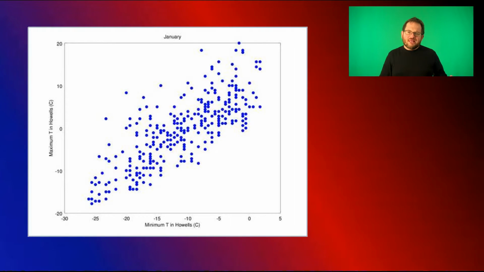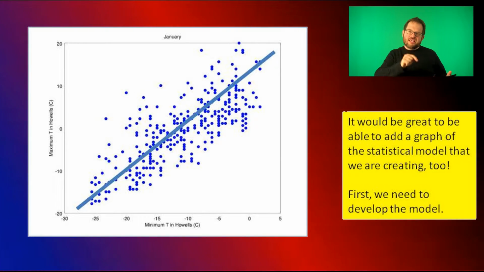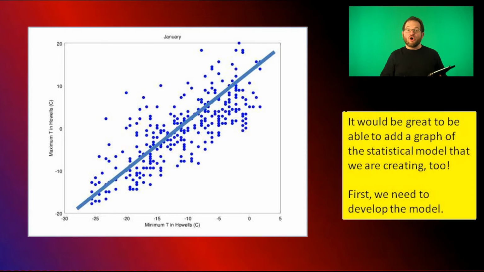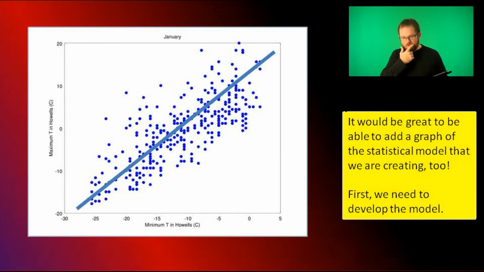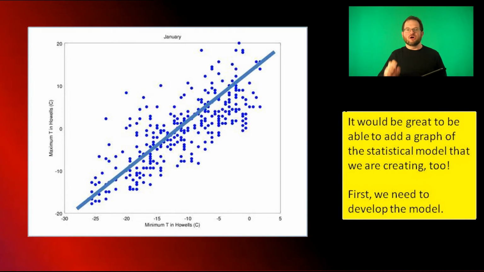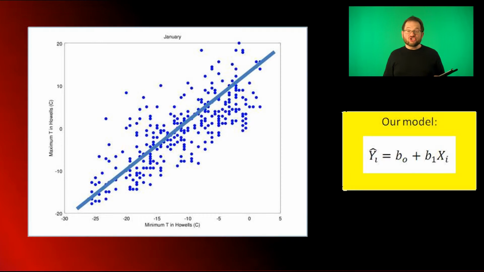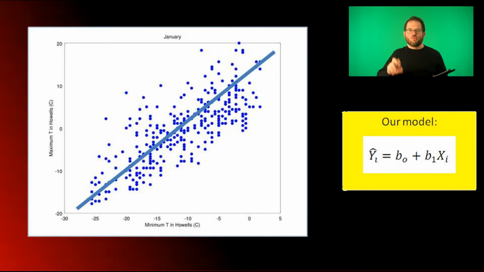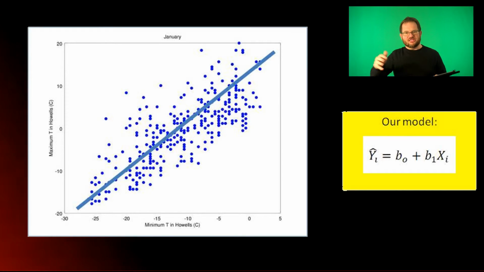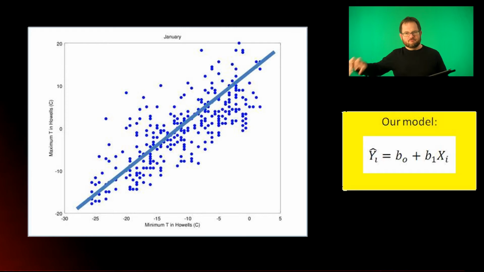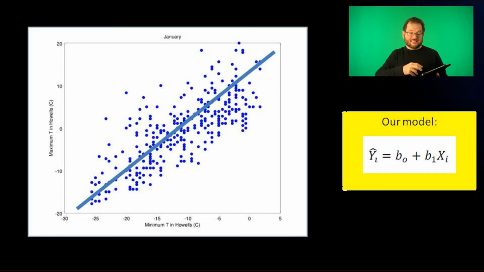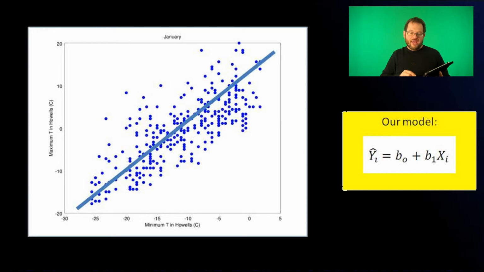And what we'd really like to do next is put the statistical model that we're creating, this best fit line that is going to be producing our estimates, onto the graph as well. Well, first we need to develop the model. We have to do the calculations of terms like B0 and B1 and so on. Since we're just using a simple linear model, our model is just y_i hat equals B0 plus B1 times x_i. So for any value of x_i, we can now come up with an estimate that's going to be just on that line, y_i hat.